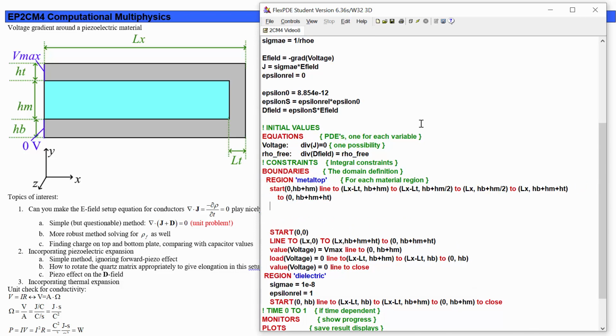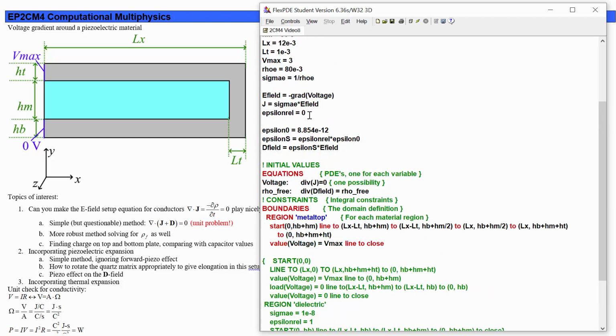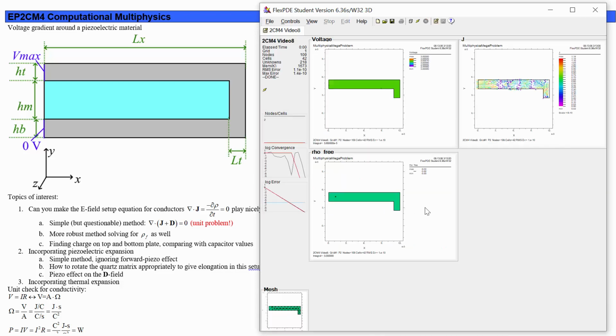Then we'll specify the boundary condition. Value of voltage is Vmax. Line to close. So if this is correct, then what I've just drawn is this top area and then a close right there. So let's just check that out by commenting everything else out. And then I think for this to work, we're going to have to set epsilon rel to non-zero, otherwise we're going to get a differential equation empty thing there. But let's check. Oh, no, it still works. So by setting it to rho free rather than 0, it's able to still solve it. Okay, so that looks good.